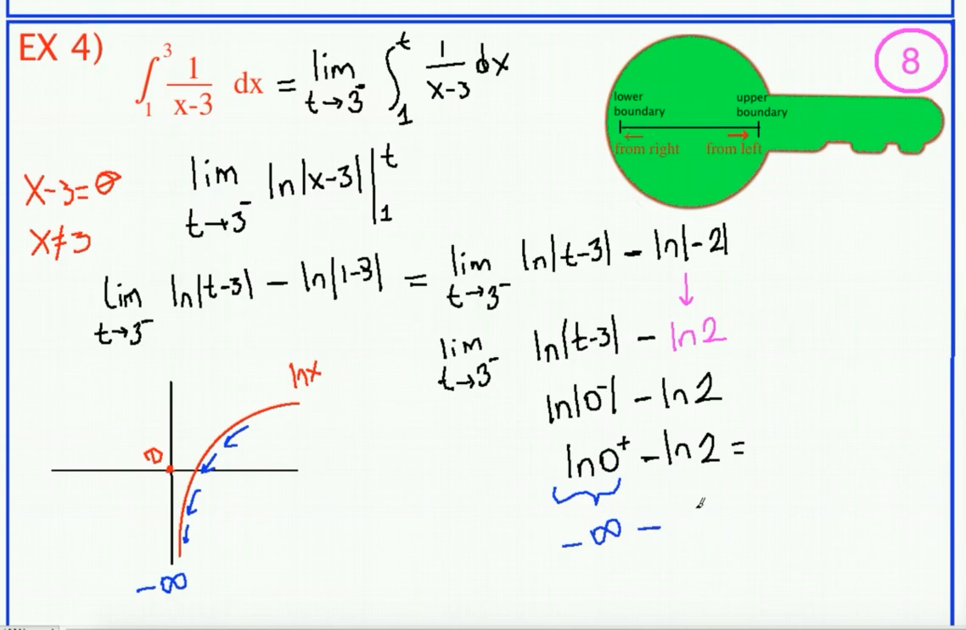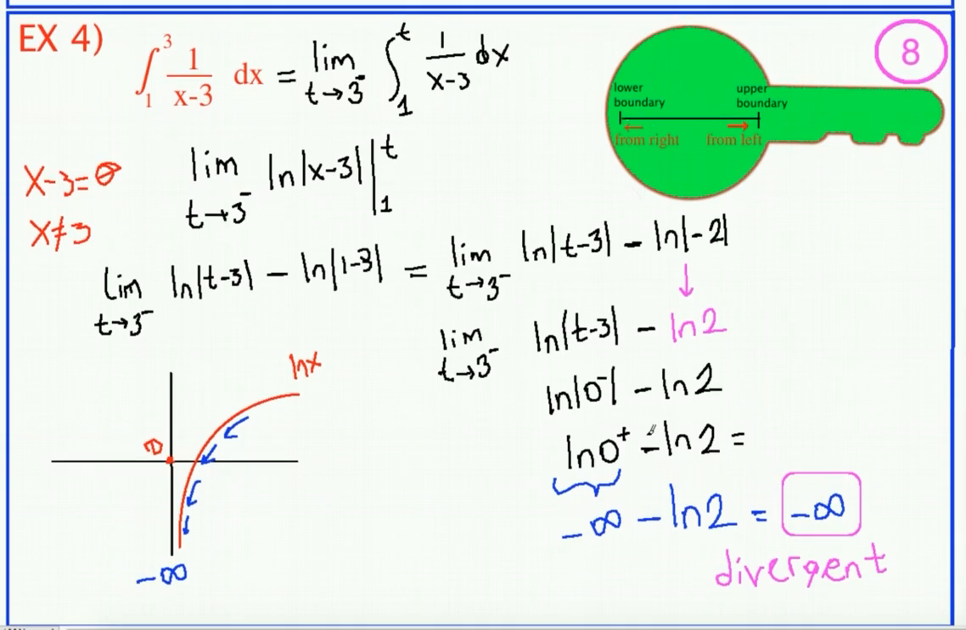And again, ln 2 is some value. It doesn't matter what it is because it's insignificant comparing to infinity. So negative infinity minus any value is still negative infinity. So our answer is negative infinity. And if we get negative infinity, positive infinity, or if the limit does not exist, what do we call it? We call it divergent. So our integral in question number 4 is divergent.